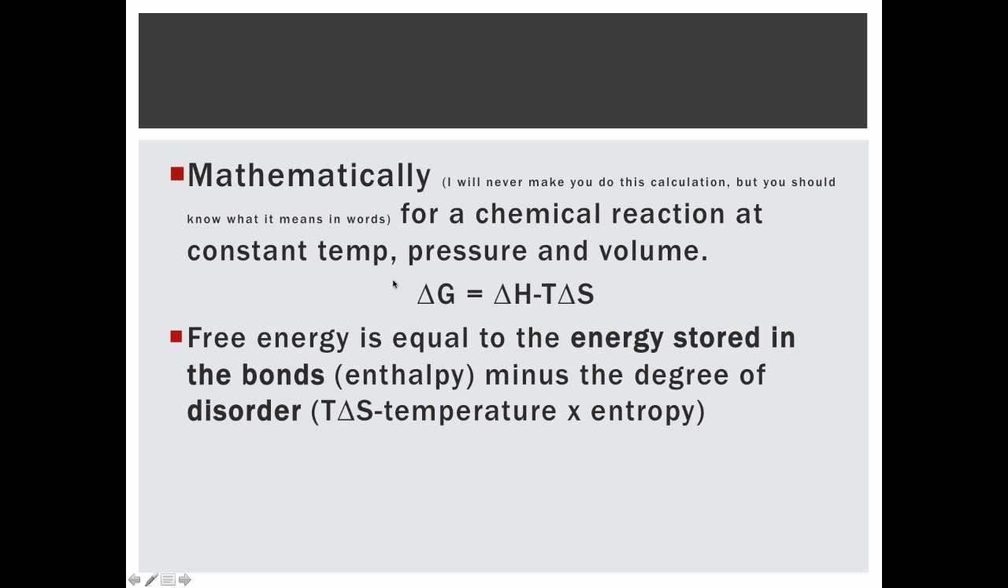Mathematically what that means is that at a constant temperature, pressure, and volume, the change in free energy for a chemical reaction is equal to the energy stored in the bonds minus the energy lost as heat. So we call this the entropy term or the disorder term. Basically, it's the energy stored in the bonds minus the amount of energy that has to be kind of wasted. And the difference there is the amount that's actually going to be available to do work.